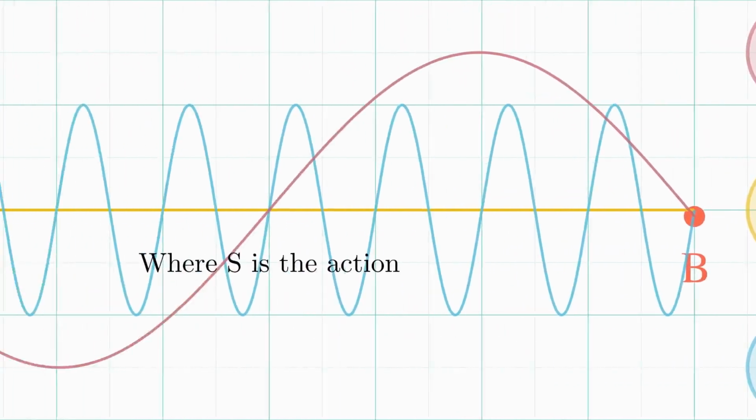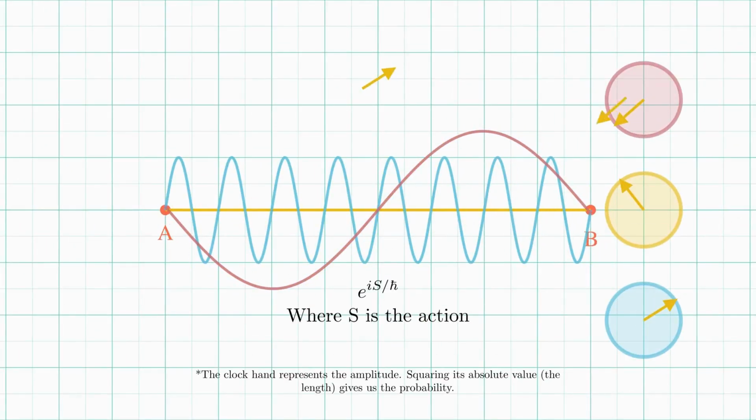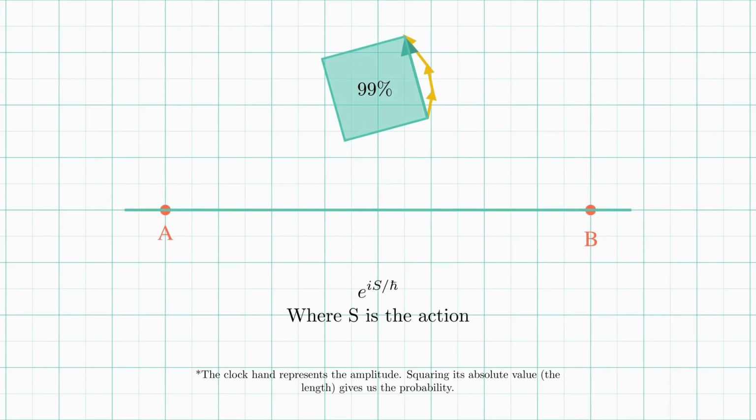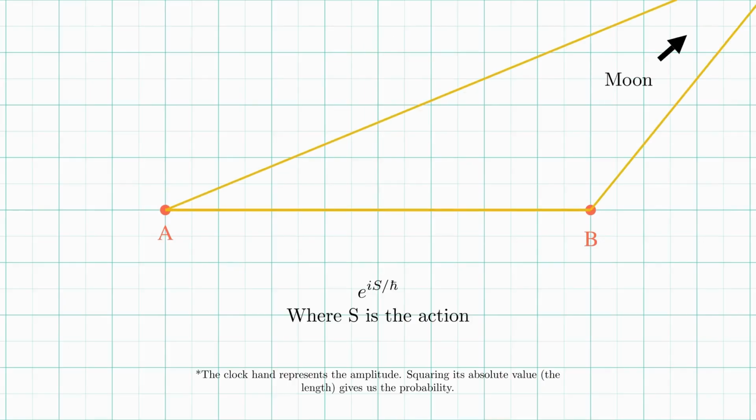Paths with a lot of action point so randomly that they cancel out when they are added together, and paths next to the path of least action point in the same direction. When added together, they will form one strong hand that dominates all the other paths. In other words, light does travel to the moon and back, we just don't see it because that path is cancelled out.